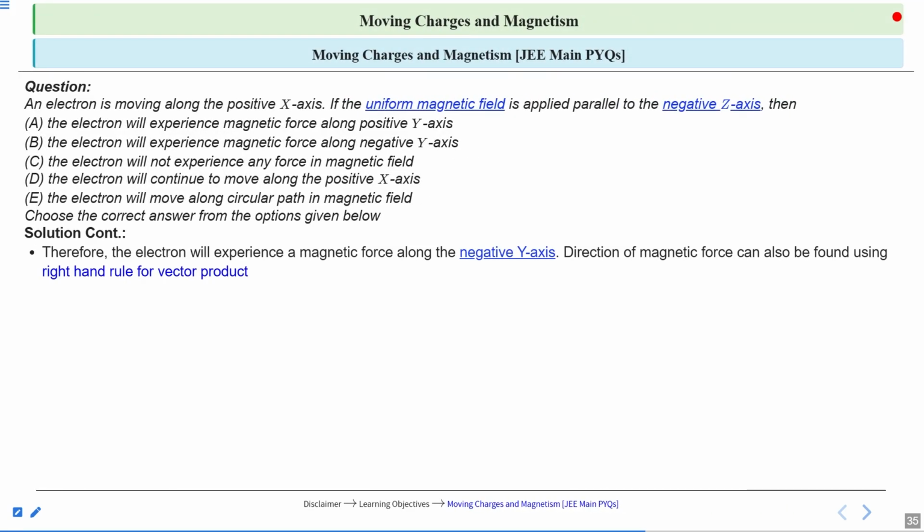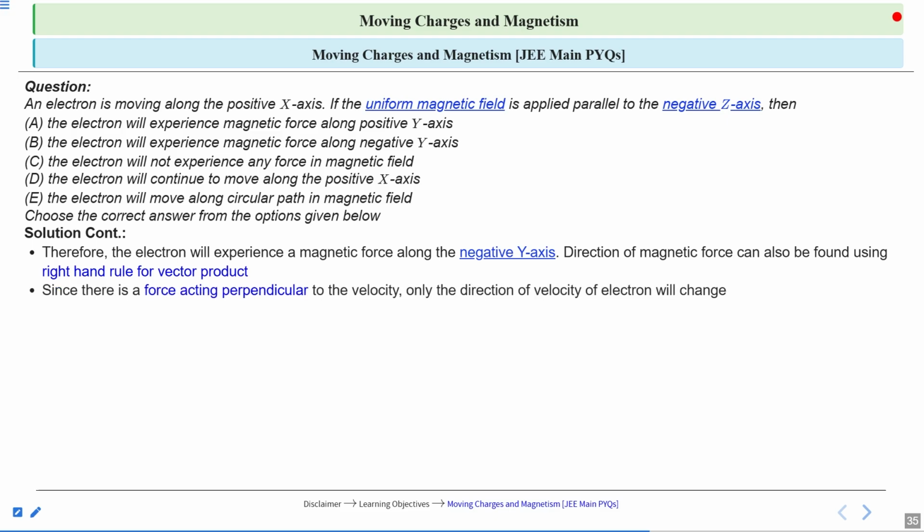Therefore, the electron will experience a magnetic force along the negative y-axis. The direction of the magnetic force can also be found using the right-hand rule for vector products. That we have found using the cyclic property of vectors. It is also important to know the cyclic property of vectors because somewhere it is difficult to apply the right-hand rule, so you can find it using the cyclic property. But you can also find it using the right-hand rule for vector products.